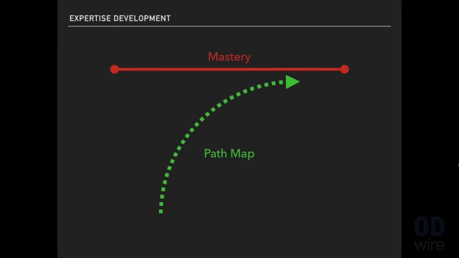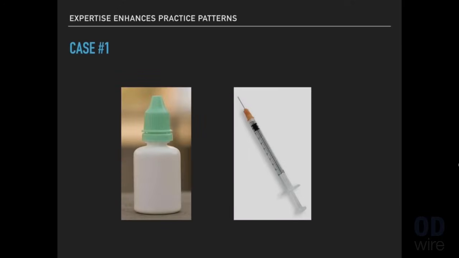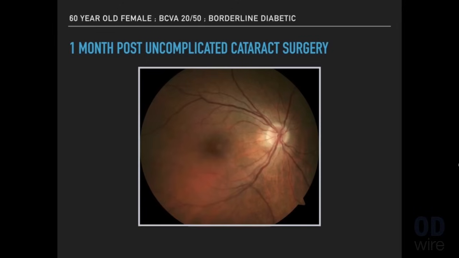And to help prove what you've learned to yourself, let's take a couple more patient case examples. And why is all of this so important? As I write right here at the top, it's because expertise enhances your practice patterns. The more of an expert you become, the better your practice patterns will be. So this is going to be a question of, does this patient need drops, for example, NSAIDs, anti-inflammatories, or an injection, an anti-VEGF? Let's take a look.